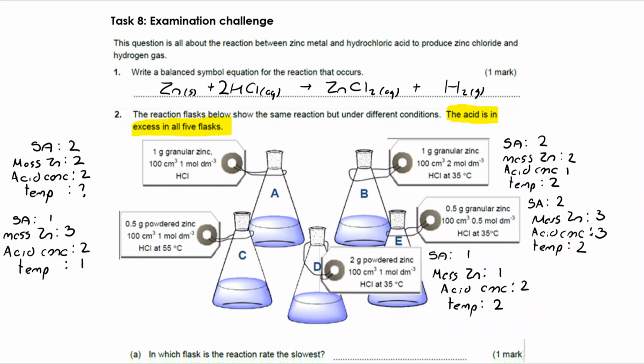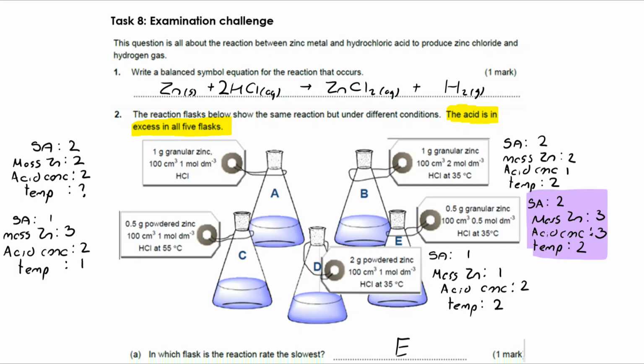And what I'm then going to do is look through all of these to see if we can determine which consistently is at the lower end of the rate of reactions. And if you do that comparison, it takes you to E. It's granular, so it's a larger surface area, which is slower. It's got the lowest mass of zinc, it's got the lowest concentration of acid, and it's at the lowest temperature. So the correct answer is E.